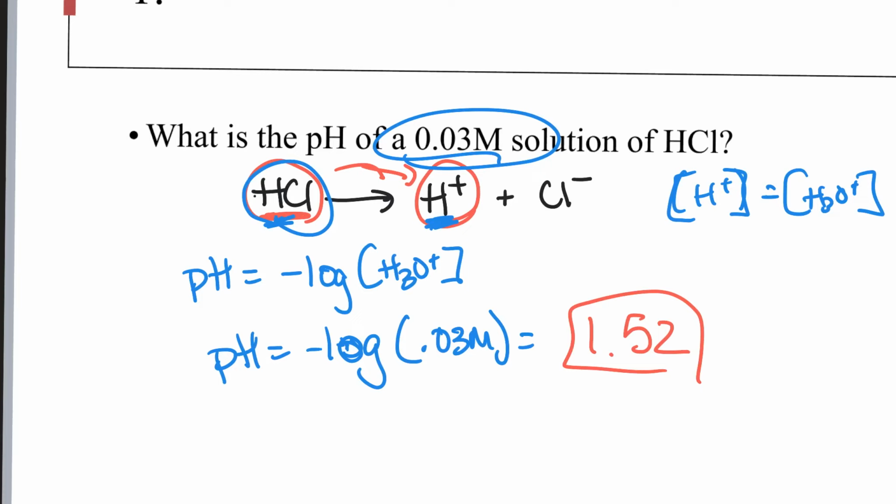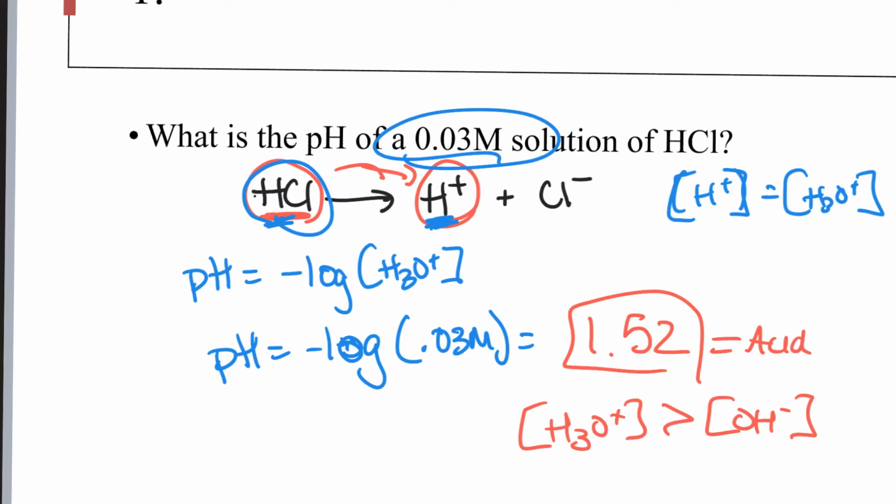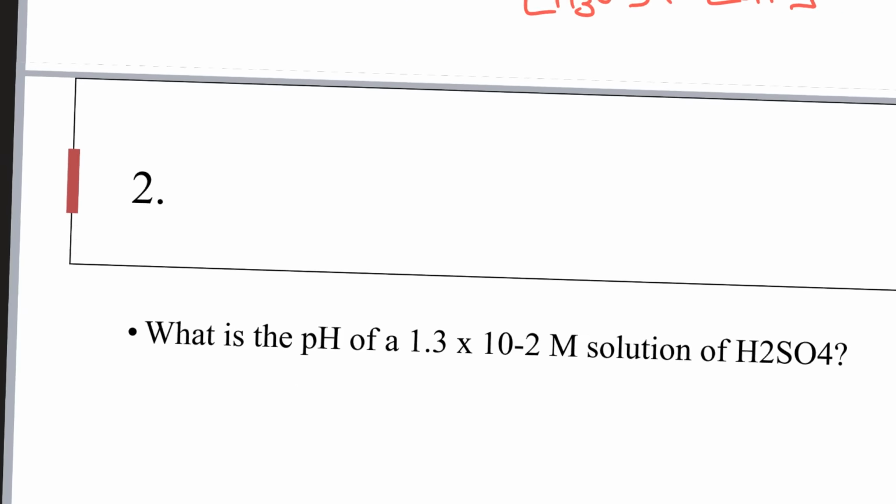And so hopefully if you look at the pH scale, you can figure out that this is acidic, all right? So this is an acid. Also, what this means is that the concentration of hydronium is greater than the concentration of hydroxide. Okay, and so that's what makes this an acid. Okay, so that's the answer for this one. All right, let's look at example 2.